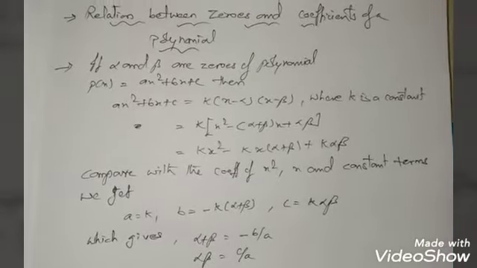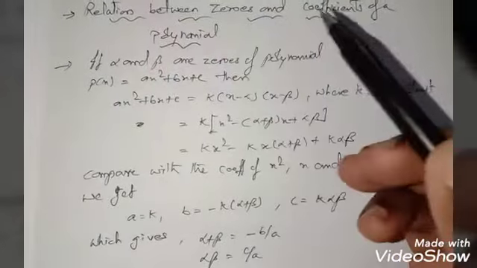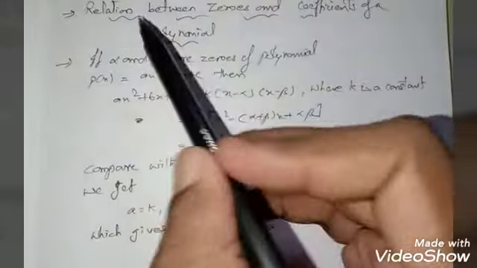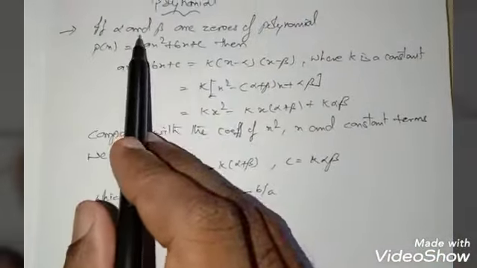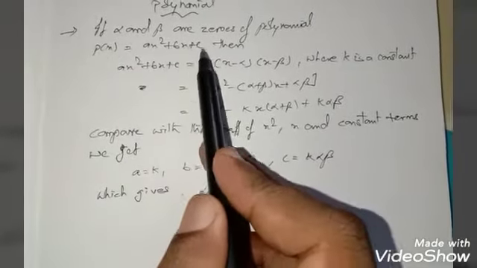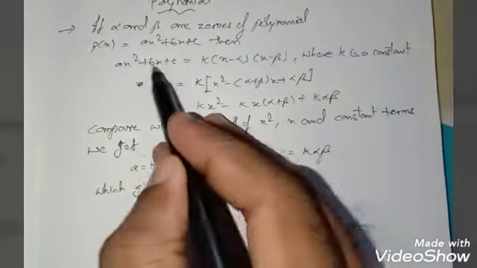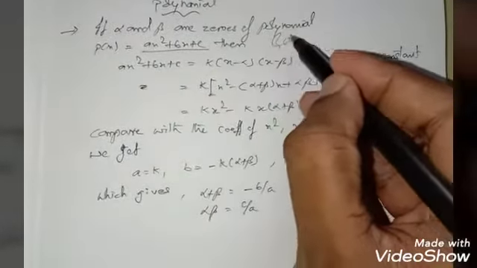So yesterday we learned about the graphical representation of a polynomial. Today we are going to learn about the relation between the zeros and the coefficients of a polynomial. If I go for the quadratic polynomial, that is, if alpha and beta are zeros of the polynomial p of x, ax square plus bx plus c, means this ax square plus bx plus c is a quadratic equation.